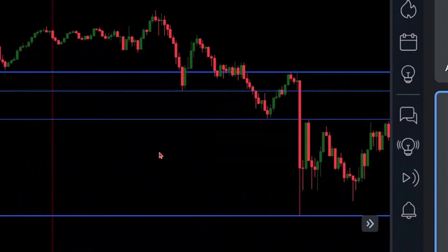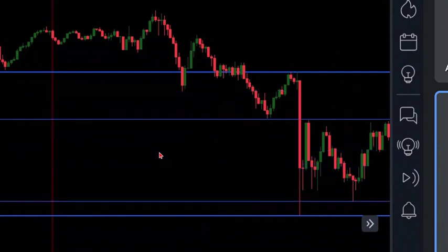Now clone the other one, the skinny one, and drag it down to the next lowest low. Yeah, now drag it down to the next lowest low. Exactly.